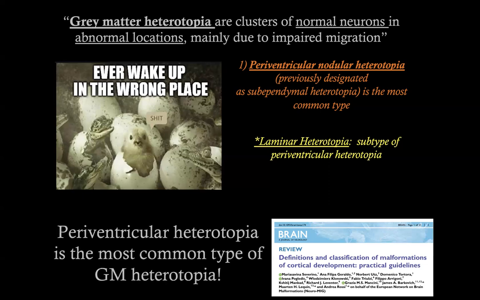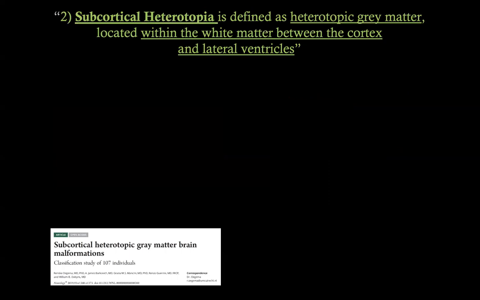So the second group is the subcortical heterotopia. Again, I would suggest reading this paper from Professor Ogema on subcortical heterotopia gray matter. And subcortical heterotopia means areas of heterotopic gray matter located within the white matter between the cortex and the lateral ventricle. So it's not along the ventricular margin.